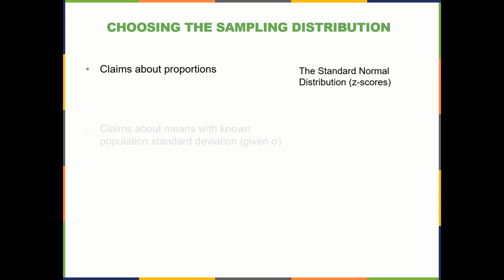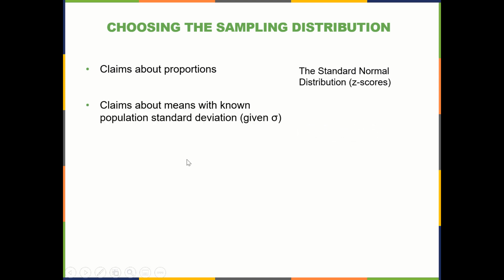So choosing the sampling distribution means that you need a way of finding probabilities so that you know if an event is significant or not. With claims about population proportions, you'll use the standard normal distribution so that your test statistic would be a z-score and your critical values would be z-scores.